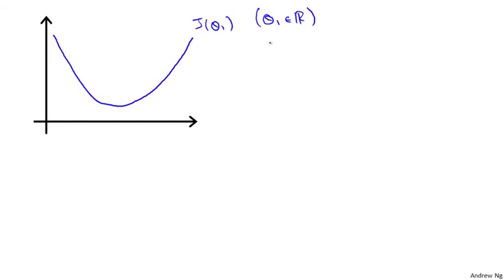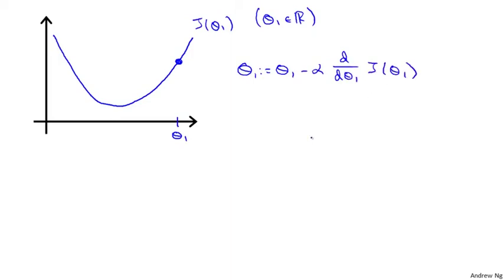Now, let's say I've initialized gradient descent with theta 1 at this location. So imagine that we start off at that point on my function. What gradient descent will do is update theta 1 as theta 1 minus alpha times d/d theta 1 of J of theta 1.